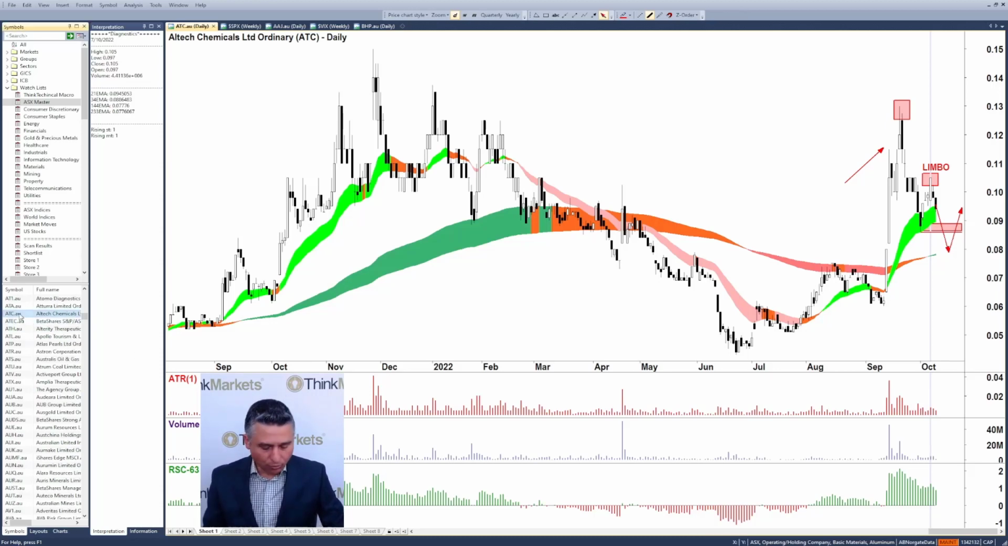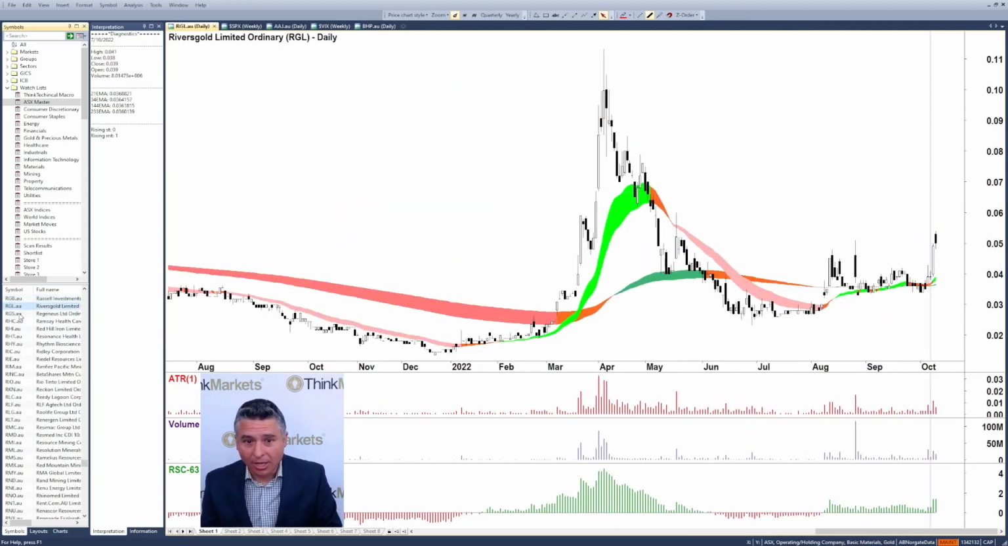Perry is asking for thoughts on RGL, which is, I love the name, Rivers Gold. It's just rivers of gold with this one. I like the chart as well. I'm not sure if I love the chart, but I certainly like the chart. Just today's candle is a little bit ho-hum. But no, it's good. I think let's see how supply responds.